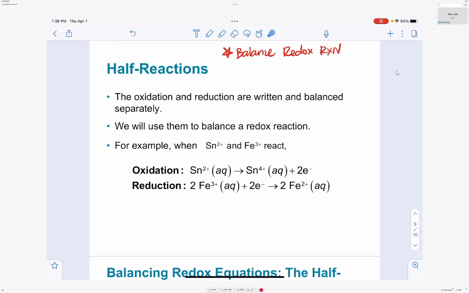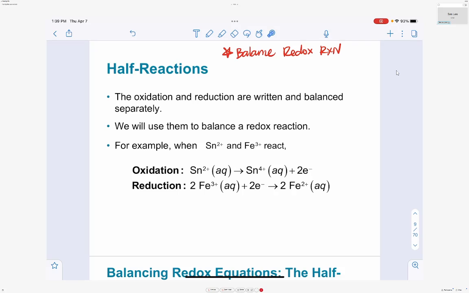Through the half reaction method, we can have a separate view of the oxidation and reduction process, and it's much easier for us to see which component is oxidized and which component is reduced within the reaction. As you can see, tin is oxidized by losing 2 electrons. Iron is reduced by gaining 2 electrons. So the entire reaction is broken into halves, so that we can have a separate view of the oxidation process and reduction process.